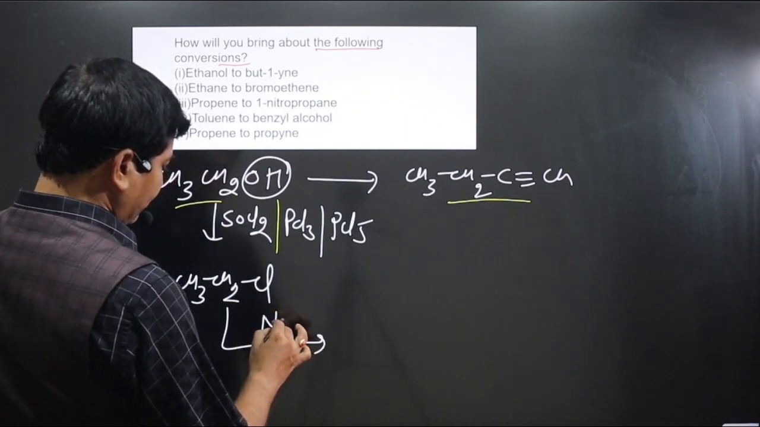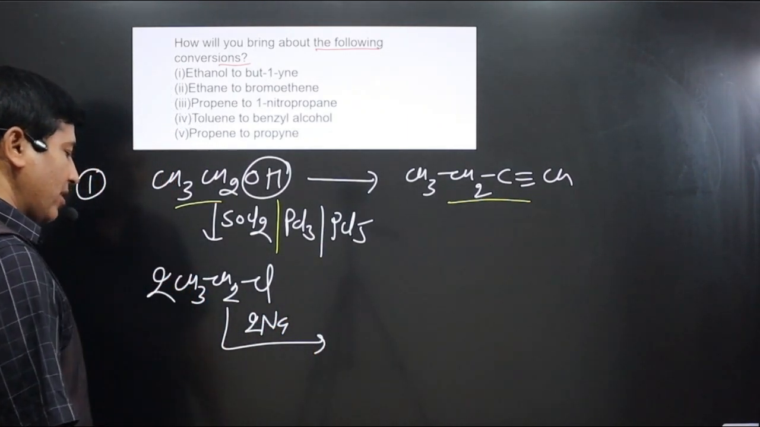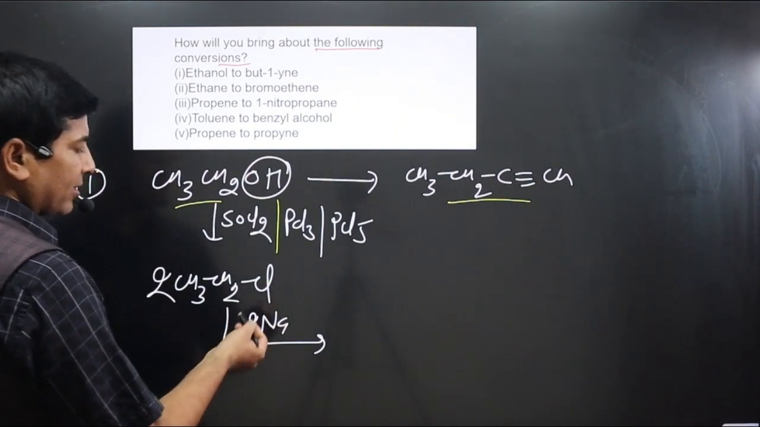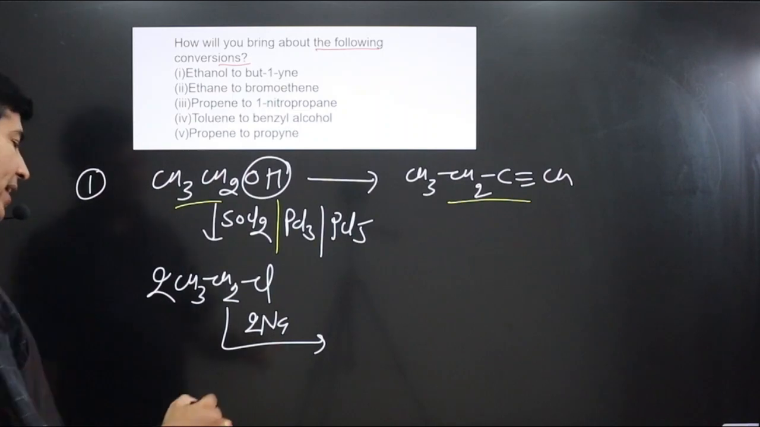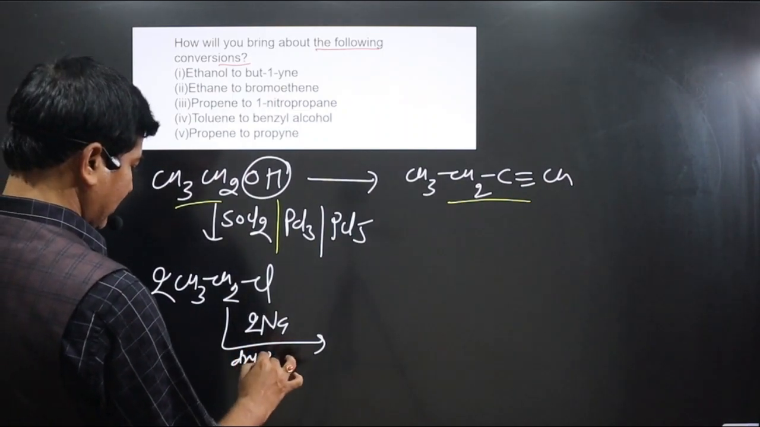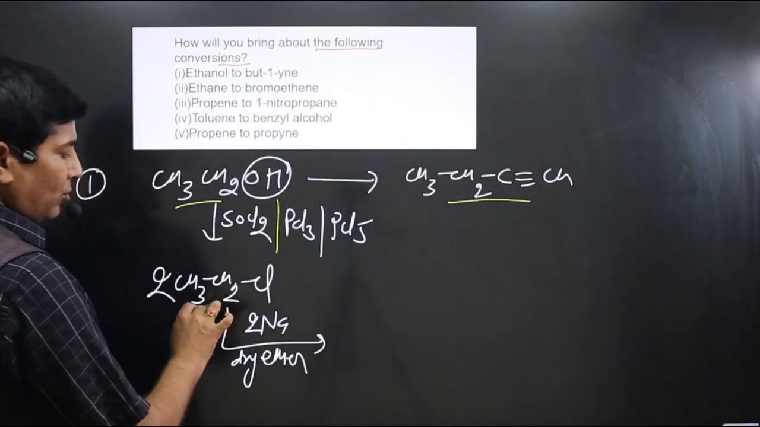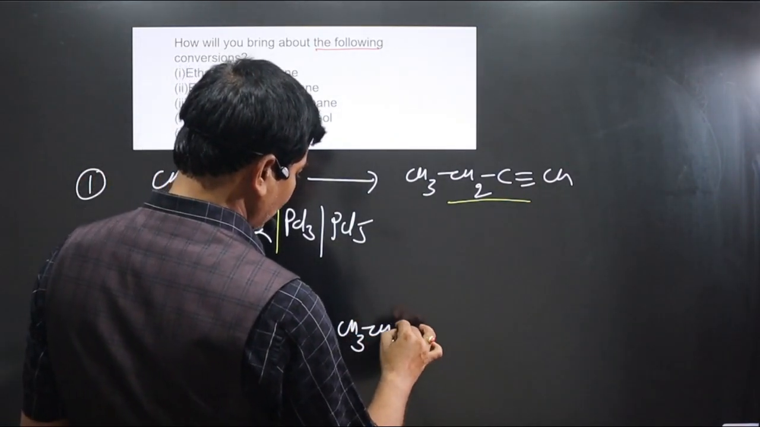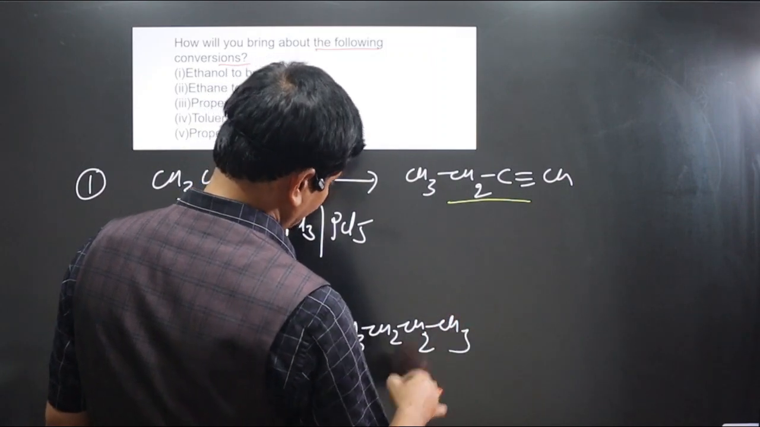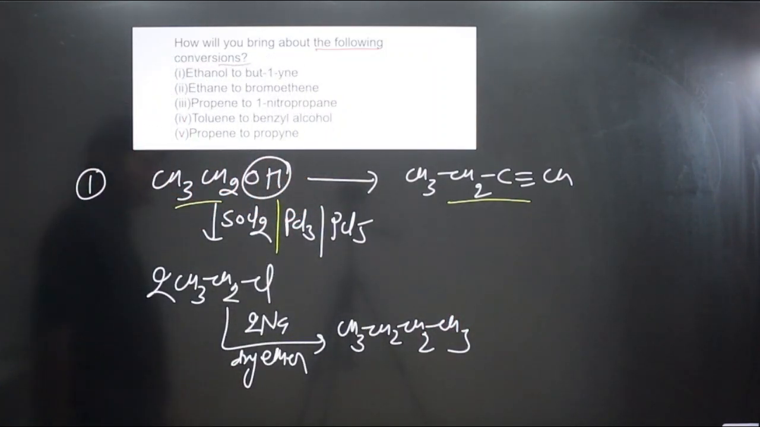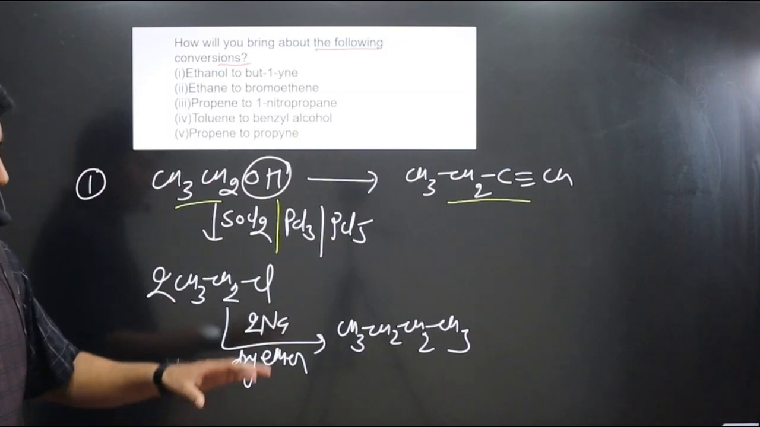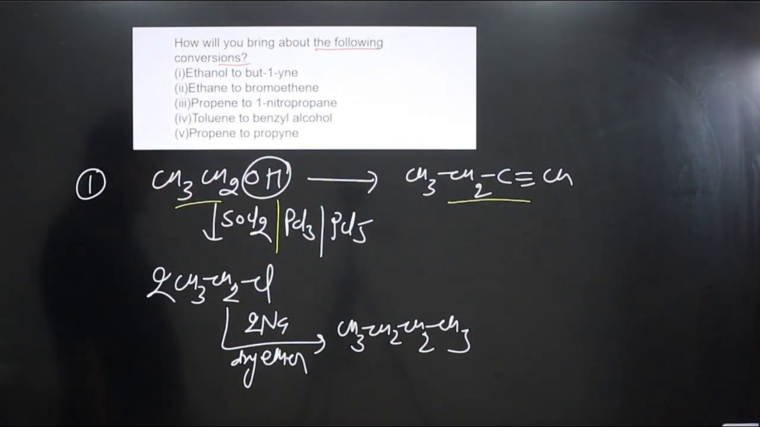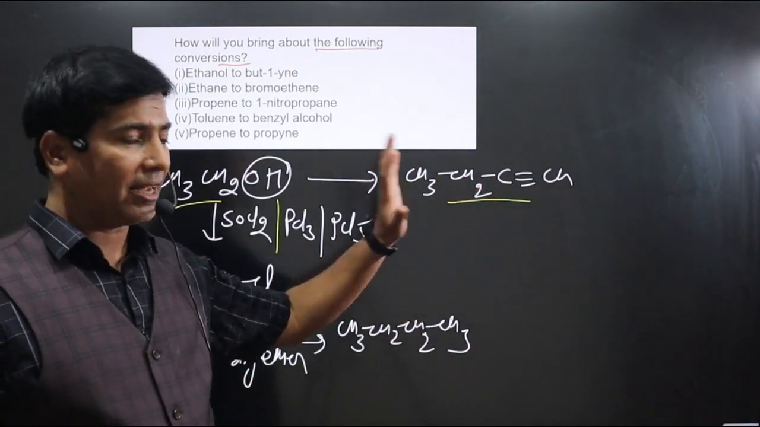From here we get sodium. 2 molecules of alkyl halide we can take because 2 Cl are there, and then we need 2 sodium, and we use dry ether. So 2 carbons multiplied by 2 is equal to 4 carbons. We get CH3CH2CH2CH3. Number of carbons are balanced. Now we start making this saturated carbon chain into unsaturated carbon chain. This is alkane, this is alkyne.